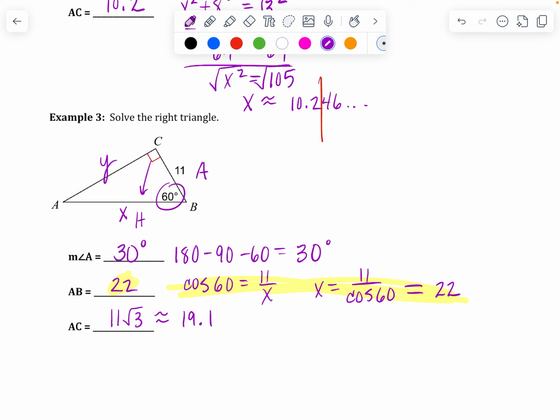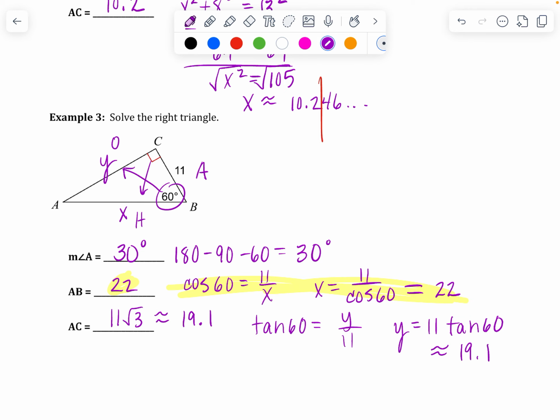If we put a y on AC, or even if you erase everything and start over, y is the opposite leg. 11 was the adjacent leg. We can say the tangent of 60 equals opposite over adjacent, y over 11. To solve that, we would multiply both sides by 11. We'd do 11 tan of 60. And this would again be about 19.1.